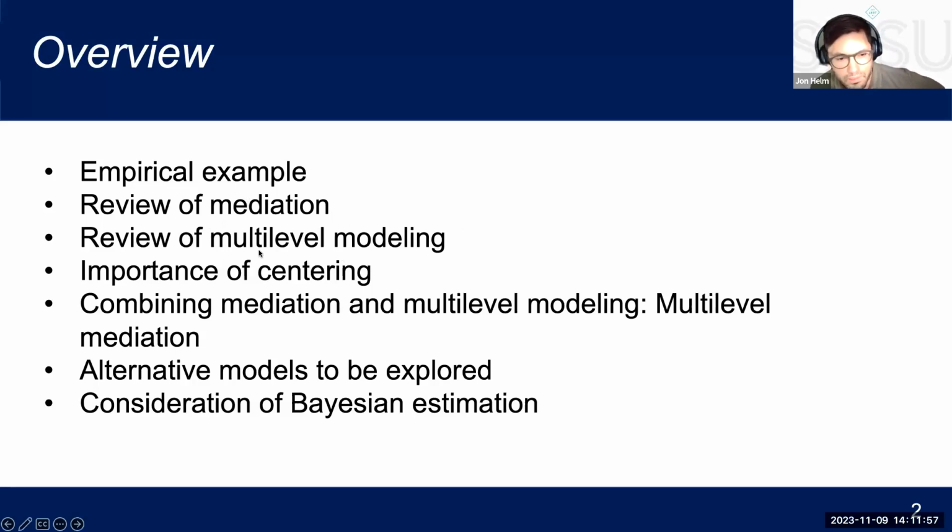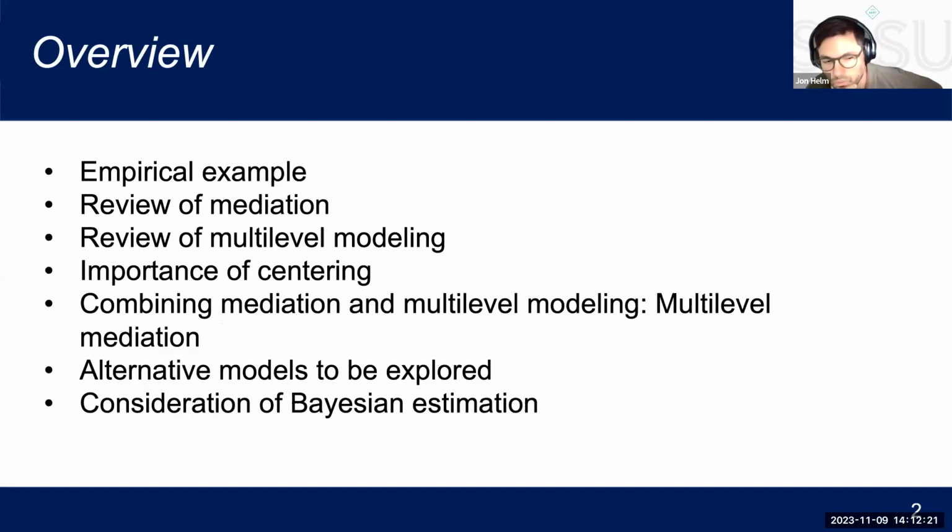I'm going to spend a good bit of time talking about centering. Centering is actually really important for multi-level models, and as a consequence, it's also really important for multi-level mediation. So I think these are the three foundational pieces that are needed to talk about multi-level mediation. Once we have those in mind, we can combine mediation and multi-level modeling to get to multi-level mediation.